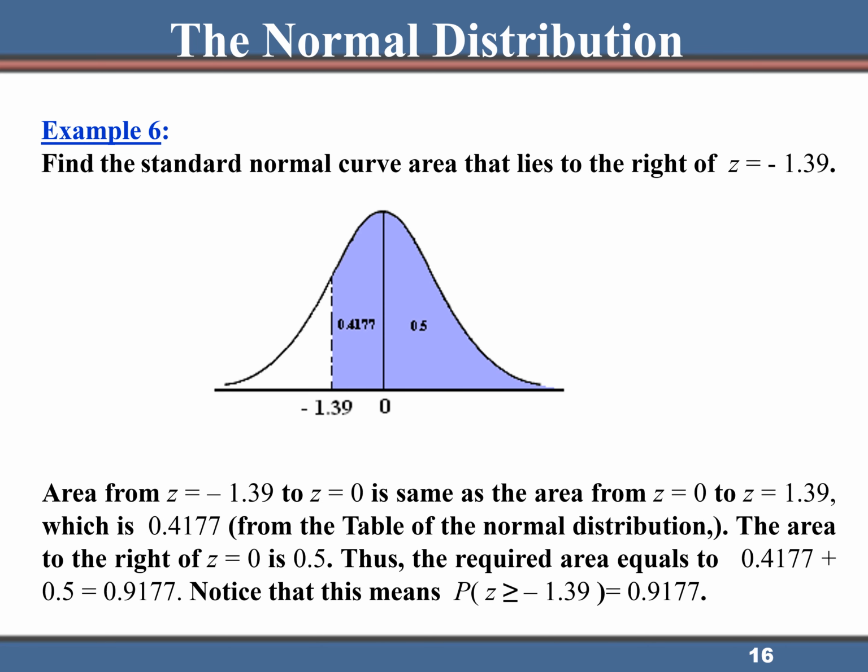In this example, we see that the area between negative 1.39 and 0 is the same as the area between 0 and 1.39, which is equal to 0.4177. So the answer is 0.5 plus 0.4177, or 0.9177.